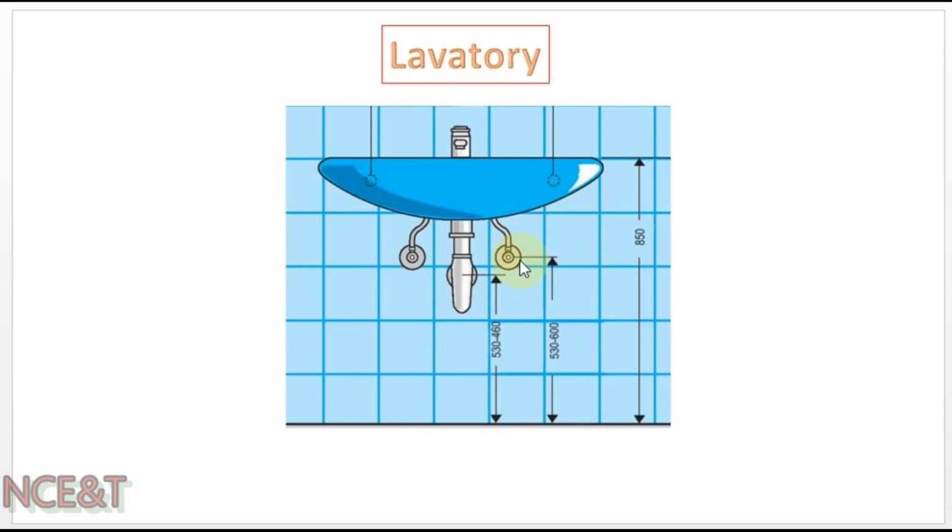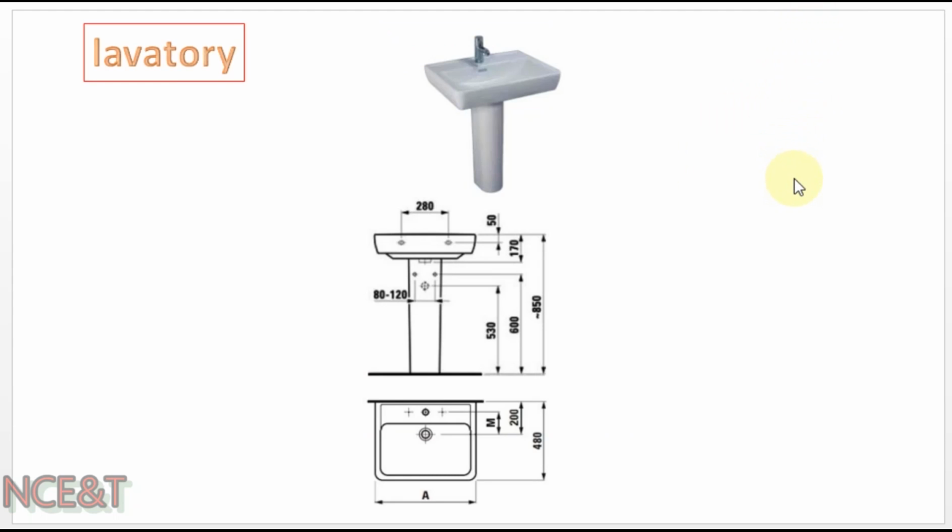The level of the angle wall from the ground for water supply you can have 53 to 60 centimeter, and the center of the drainage pipe for the wash basin from the ground you can have 53 to 46 centimeter. For installation of pedestal type wash basin, you need to follow the height of the pedestal and the detail that will be supplied with the product.